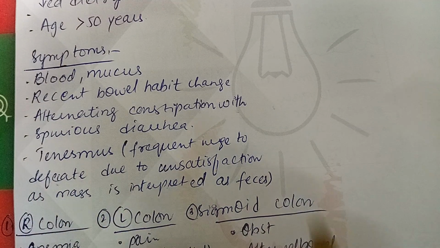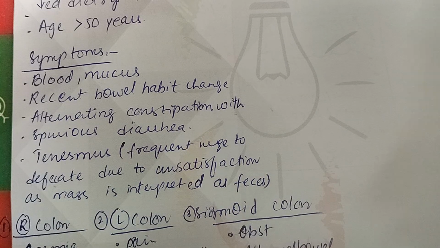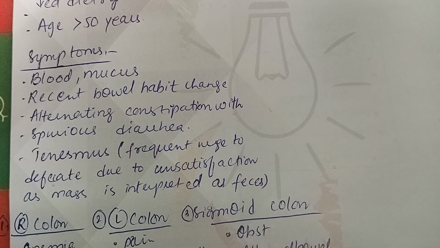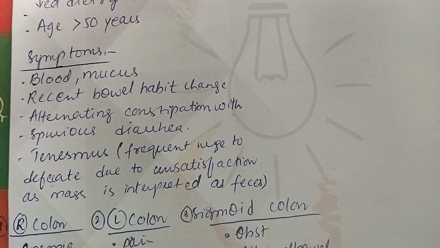Tenesmus is actually a feeling of frequent urge to defecate due to dissatisfaction. Actually, the mass is present in the rectum, and it is often misinterpreted as feces. The patient feels the mass, takes it as feces, and constantly goes to defecate, but the patient feels unsatisfied, due to which there is a frequent urge to defecate, which is called tenesmus.